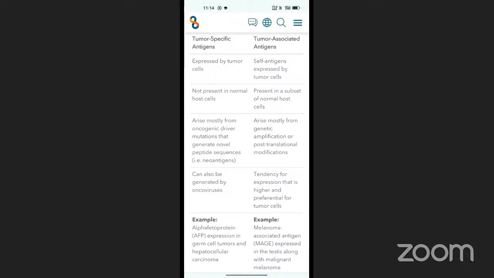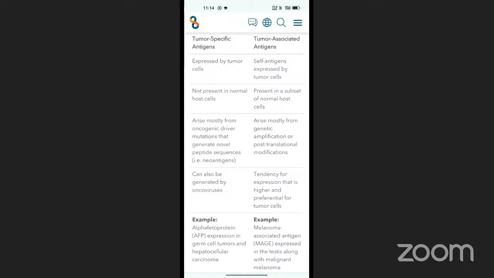You can see the exact difference between these two antigens in the image. Coming to the tumor specific antigens, they are expressed by tumor cells. All the tumor cells express this tumor specific antigen, not present on normal host cells. Unique to the tumor cell, it arises mostly from oncogenic driver mutations that generate novel peptide sequences, neoantigens. The main reason for the conversion of a normal cell into a tumor cell is mutation. Sometimes, not always, they can also be generated by oncoviruses.